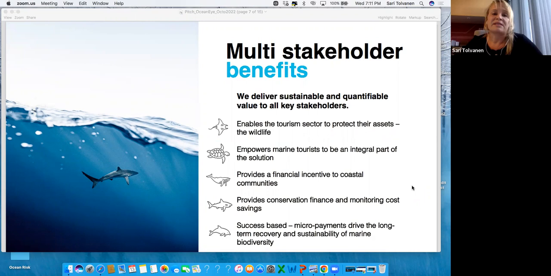I guess the biggest difference between OCEANEI and other fees that tourists normally pay is that you normally go, say, into a marine park or a national park and you pay a fee, but it's not based on what you experience. So you might go out and you don't end up seeing anything. With OCEANEI, you obviously wouldn't end up paying anything if you don't see anything. And the more animals you see, the more you pay. So it's really success-based, which will hopefully create a positive loop, a win-win situation for everyone over time.